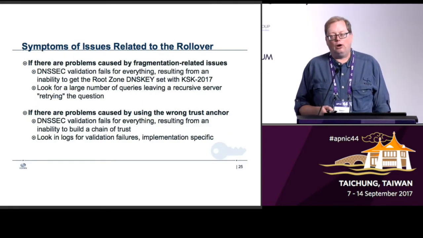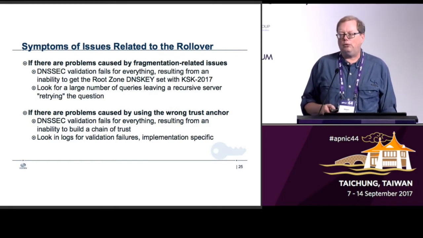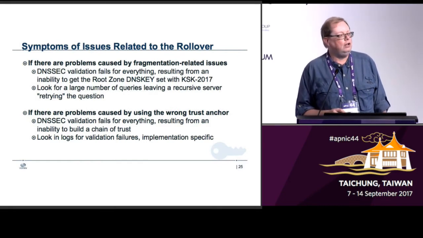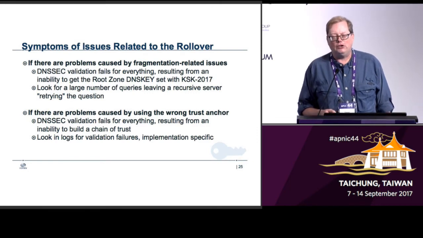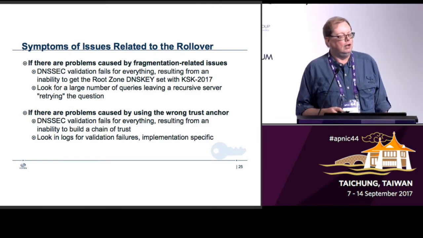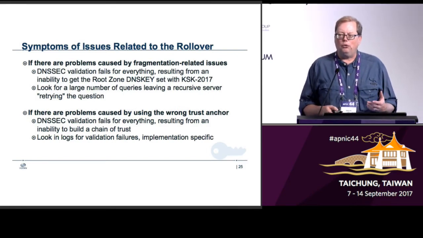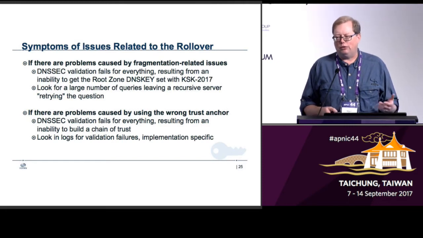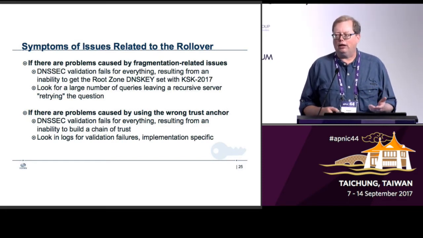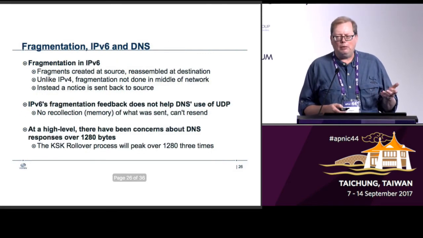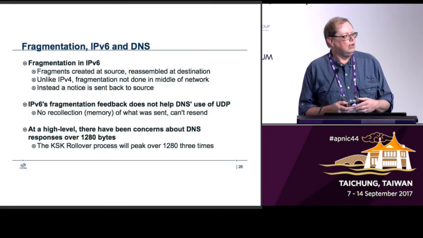Now, there are 2 kinds of issues we foresee with this, 2 possible issues. One is that we can have problems with fragmentation, and I will go into that in further slides. The answers from DNSSEC are going to get large for a period of time. The other set of problems are those related to just bad validation. If your name server is invalidating everything, then you have the wrong keys. Let me talk a little bit about fragmentation first, though.